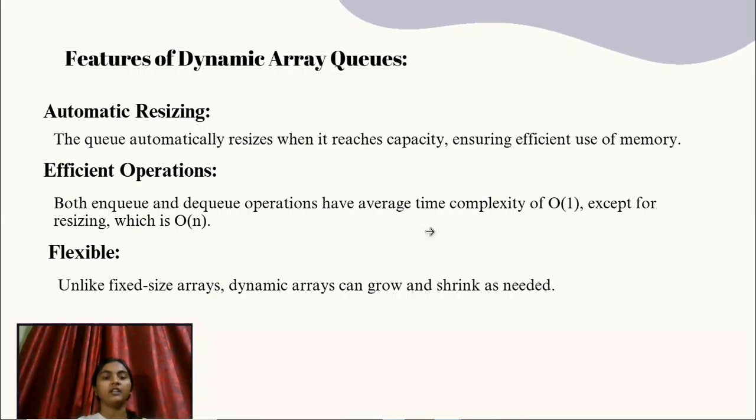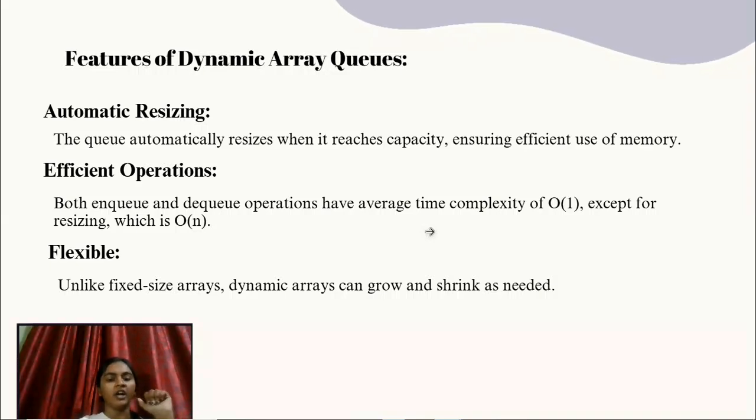Efficient operations supports enqueue and dequeue in average constant time except during resizing. Flexible size: no predefined maximum capacity, it grows and shrinks as needed. Memory optimization reduces memory wastage compared to fixed size queues. The applications are task scheduling, buffering, and dynamic resource management.